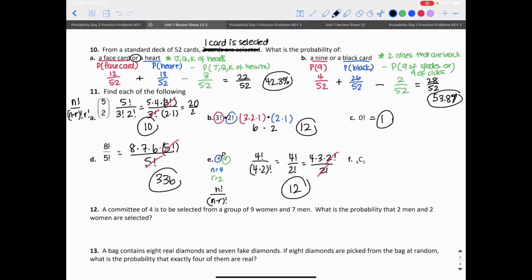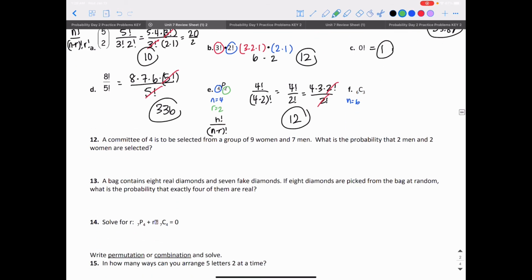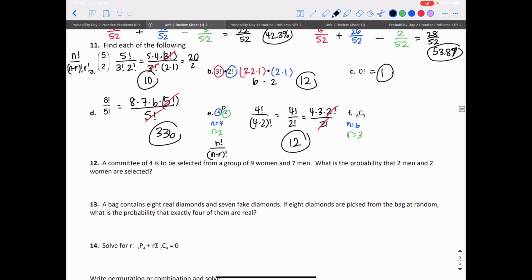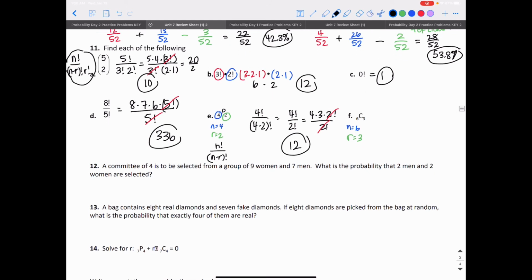And then for F, I have 6C3. I know my n is 6 and my r is 3. I'm plugging those into the formula that I wrote over here by 11. It's n factorial over n minus r factorial times r factorial. So I'm going to have 6 factorial all over 6 minus 3, which is 3 factorial, times 3 factorial.